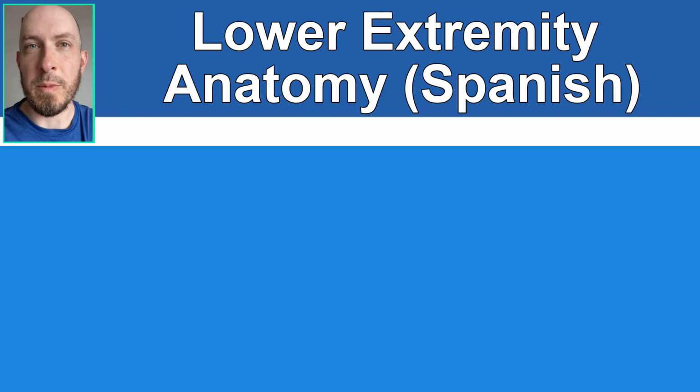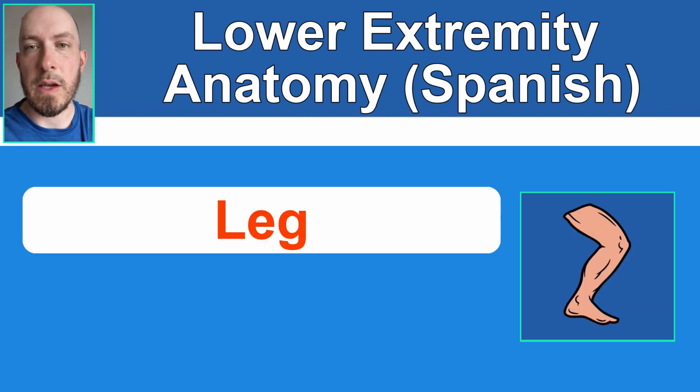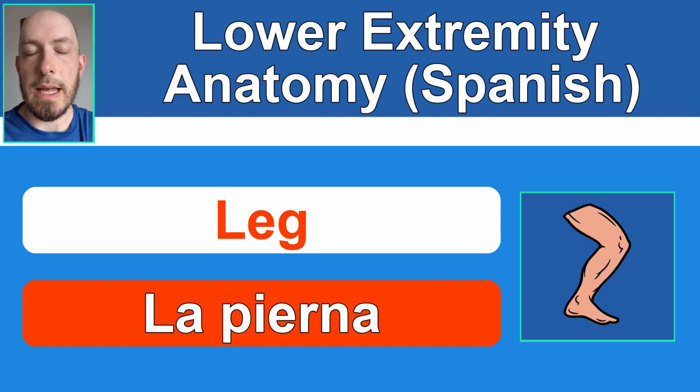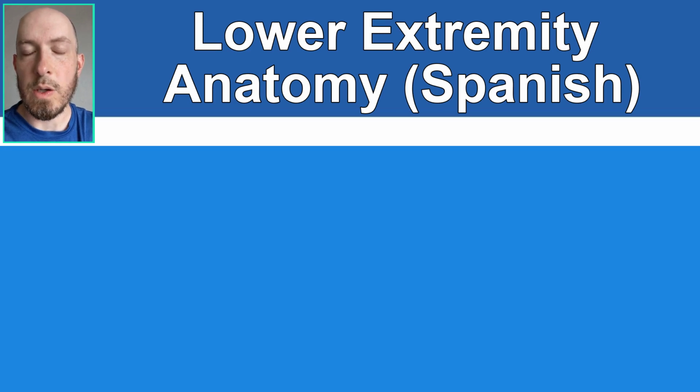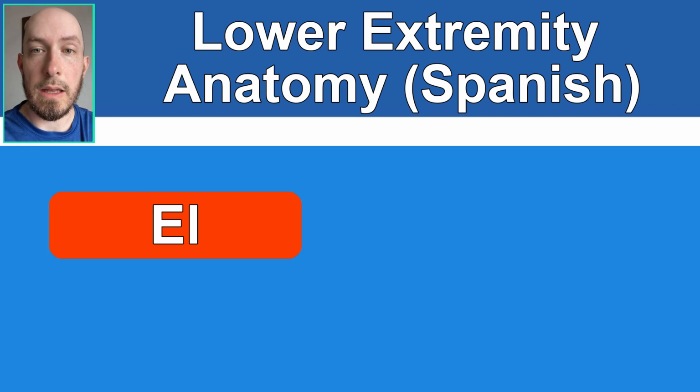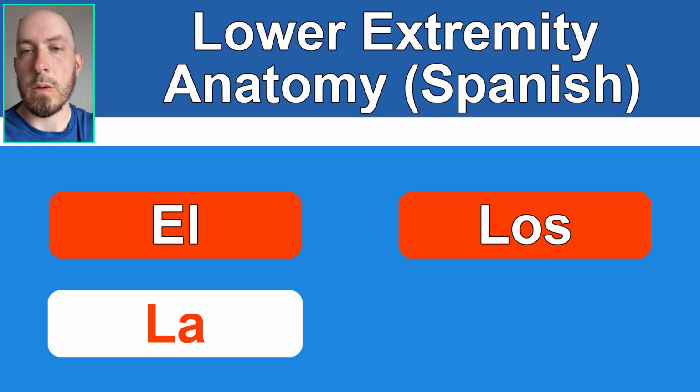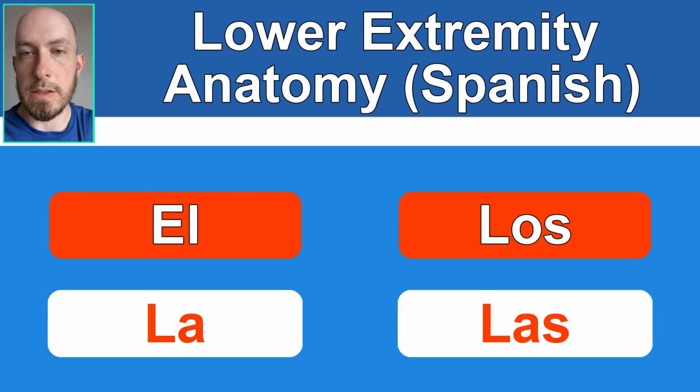So the first term, as you might guess, is leg. How do you say leg, or the leg, in Spanish? La pierna. La pierna. So every time we say a term, we're going to say the in Spanish, because in Spanish you almost always say the before body parts. So you should just get used to using el or la or los or las. So try to figure out which one it is each time.